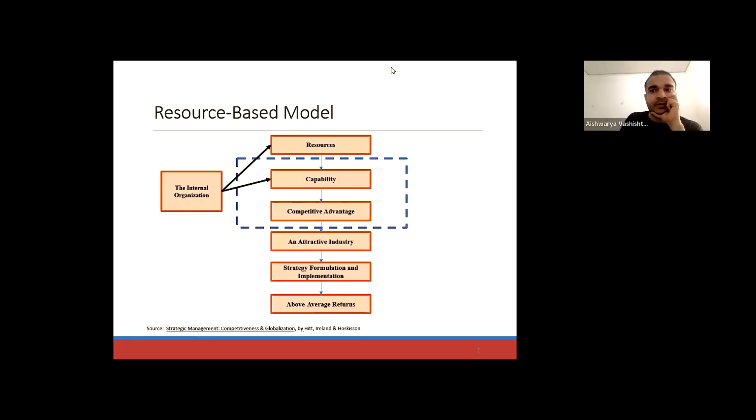So we saw three models in the first chapter, right? Internal industrial organization model, resource-based model, and stakeholder model, right? So the resource-based model basically tells us that we have to first identify our resources and capabilities, which will give us competitive advantage, and that is when we proceed to figuring out a suitable industry to get above average returns, right?